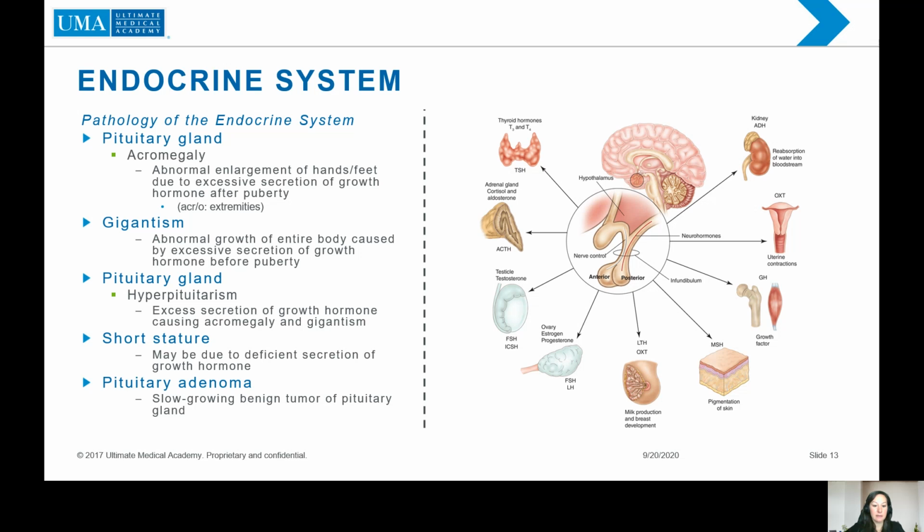And then there may be the opposite. So, short stature may be due to deficient secretion of the growth hormone. So, there's not enough growth hormone, and the child is not growing after puberty. And then pituitary adenoma, which is a slow growing benign tumor of the pituitary gland. So, unfortunately, this would be a tumor of your pituitary gland that would need to be taken care of.